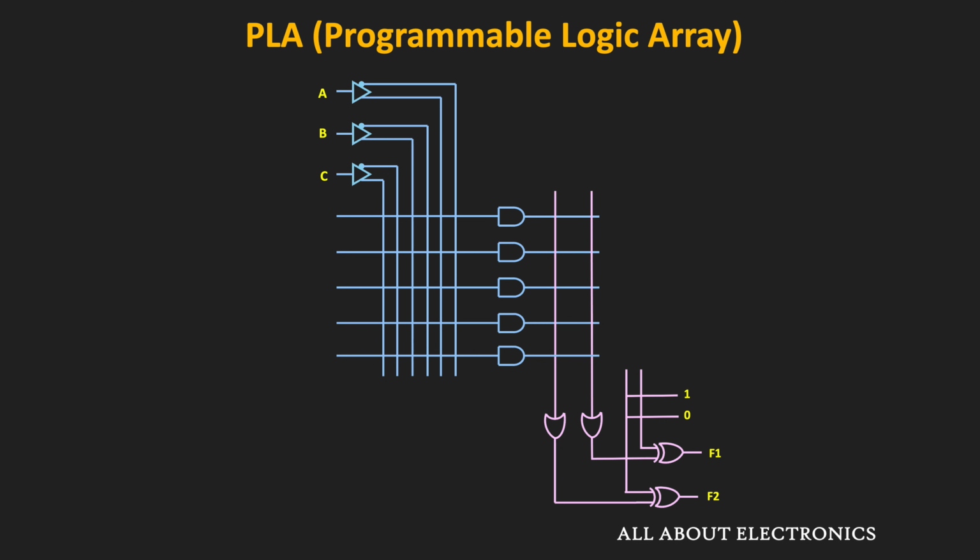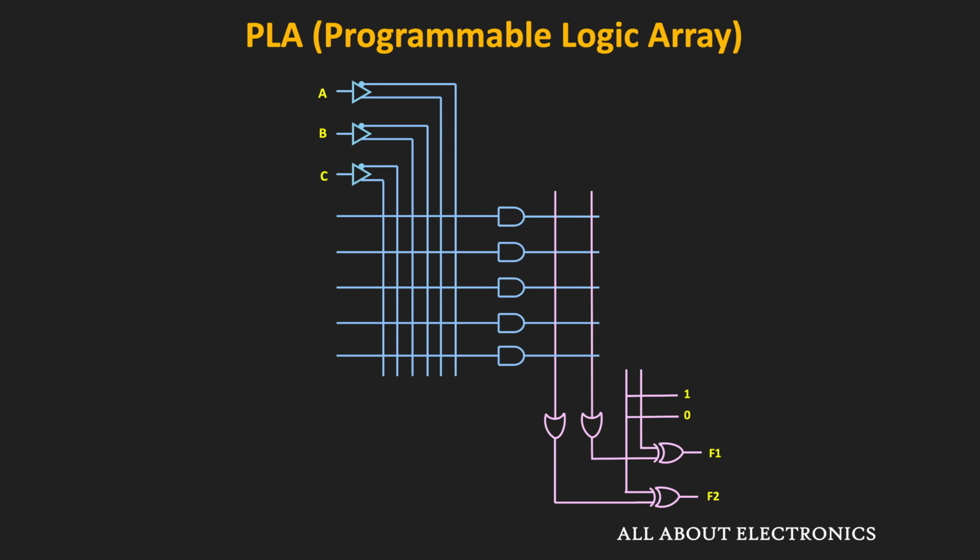But here in this PLA, since the number of product terms that we can generate is limited, we need to minimize the output function using various techniques. Moreover, since the AND gate output is shared between the different OR gates, it is also important to find the common product terms between the different functions. By finding the common product terms between the different functions, we can use the same AND gate output for the different functions. And in this way, we can utilize the available resources efficiently.